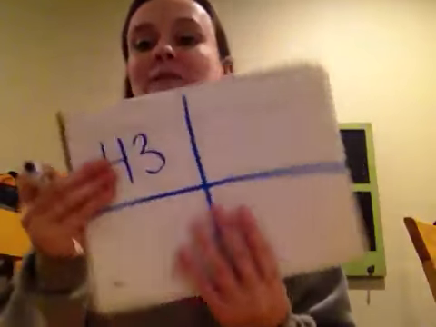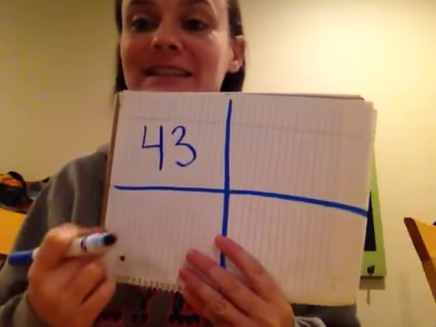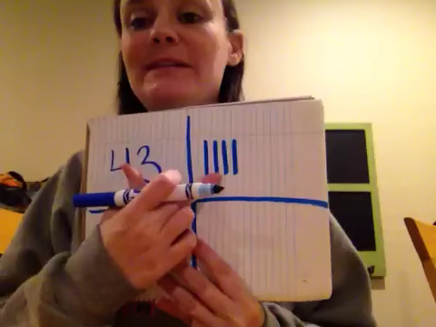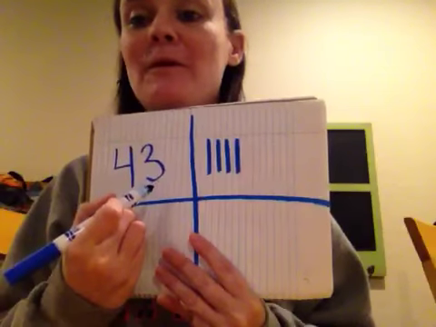And the number 43, I look at the number, it tells me how many blocks to get of each. So this is my tens place. This is how many tens I need. 4. 10, 20, 30, 40. I count by tens because they're worth 10. 10, 20, 30, 40. And then I add my ones. That number is 3. So I add 3.